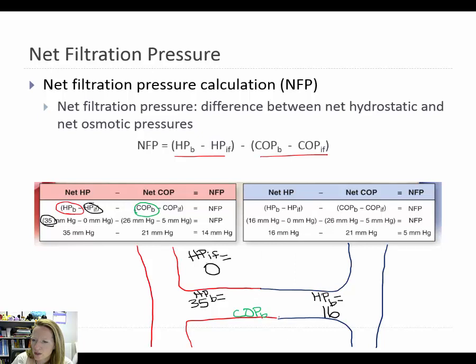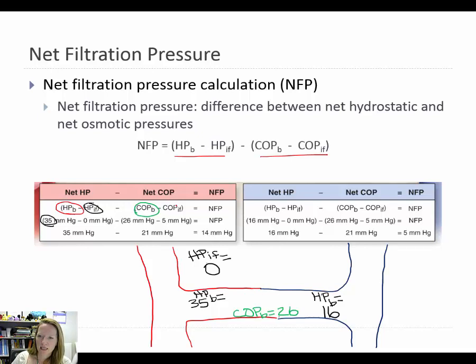And it is going to exert a pressure of about 26. Again, I've seen other books that say 28. It doesn't matter. Just get the gist. Remember, this stays the same across the capillary bed because these little proteins, those albumins, should not be leaving. They should not be leaving, and they won't leave.